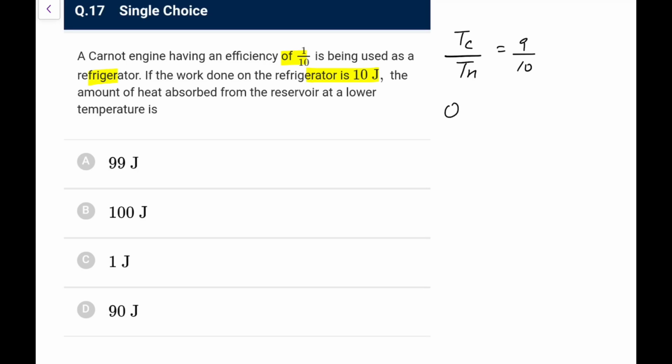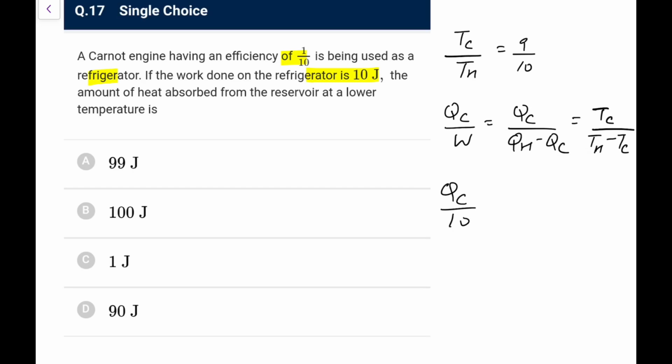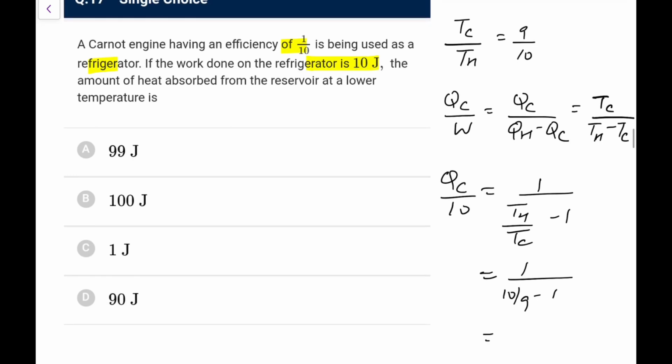Now, what we need, we know QC by W can be written as QC upon (QH minus QC). This is what we can do. So this ratio we can do as TC upon (TH minus TC). So this QC we need to require, W is 10. So we can do this as 1 upon (TH by TC minus 1). So if I do this, TH by TC is 10 by 9 minus 1. So this is 9 by 1. So QC by 10, so QC comes out as 90 joules. Go for option D in this case. This is going to be the answer, 90 joules.